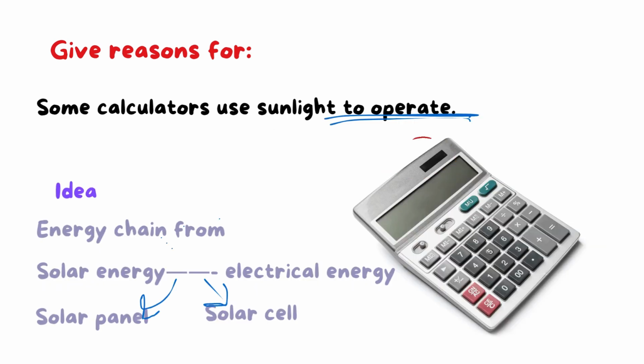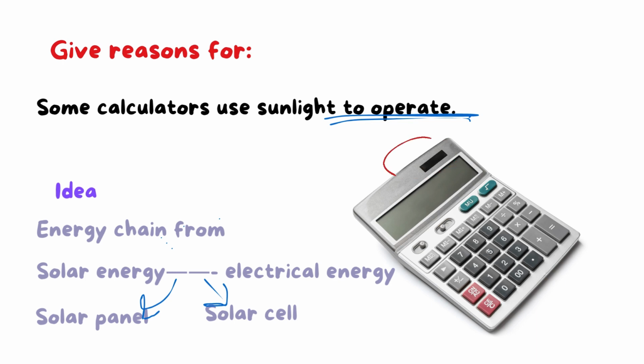We will go to another give reasons for question. Some calculators use sunlight to operate. The idea here is that these calculators have the ability to change solar energy into electrical energy. And this is by what? Do you remember? Yes, by solar cell. So here we have two things that change the solar energy into electrical energy: solar panel and solar cell.